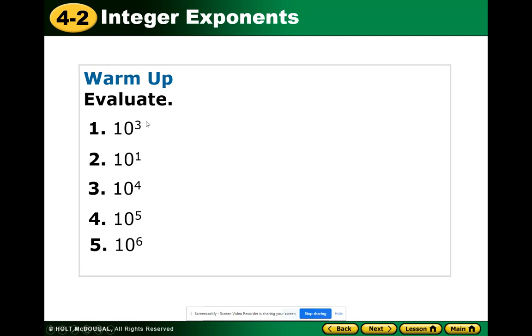10 to the third means what, Christine? Wonderful. Well put. So 10 times 10 times 10. And when we do that, we get 1,000. 10 to the first, we take that 10 one time. All right. Now they do that one for a reason. 10 to the first should be 10, not 1. They made a mistake. Okay. 10 to the first is 10 because it says take 10 one time.